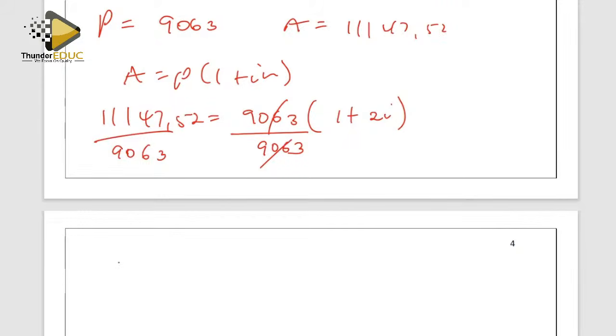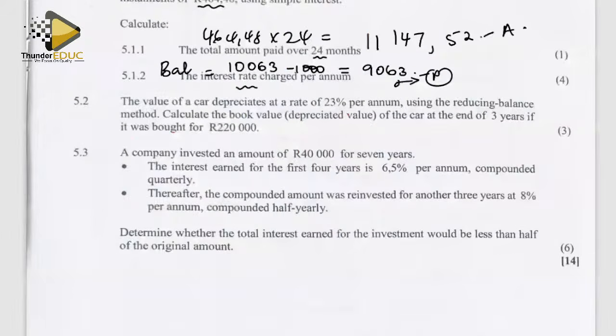Okay, I'll be left with 1.23, after moving this 1 to that side. And then I'll divide this by 2 and then multiply by 100%. So this gives me 11.5%. Okay, then 5.2, the value of the car depreciates at 23% per annum using the reducing balance.